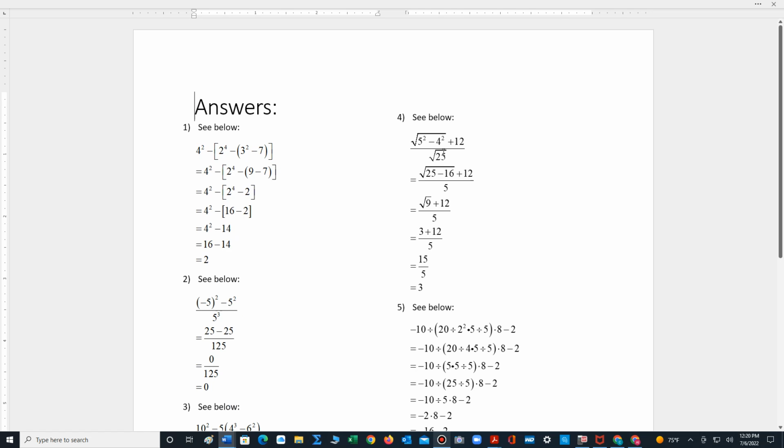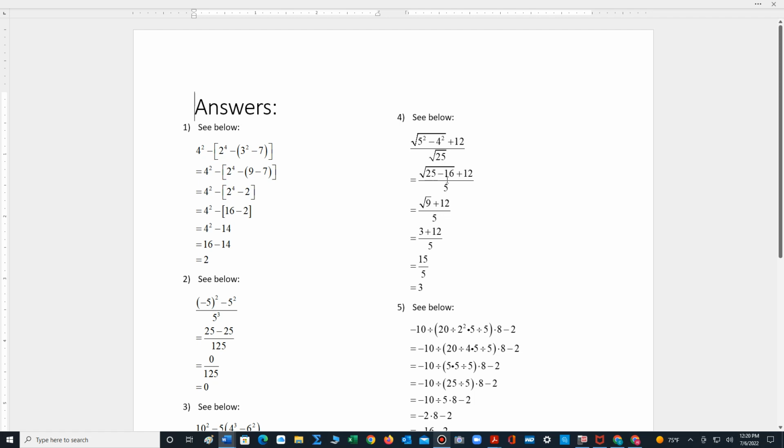For number 4, once again, we have a fraction. We will treat the square root as a grouping symbol in this case. So we take 5 squared minus 4 squared. It's the square root of 25 minus 16 plus the 12. Divided by the square root of 25 is 5.